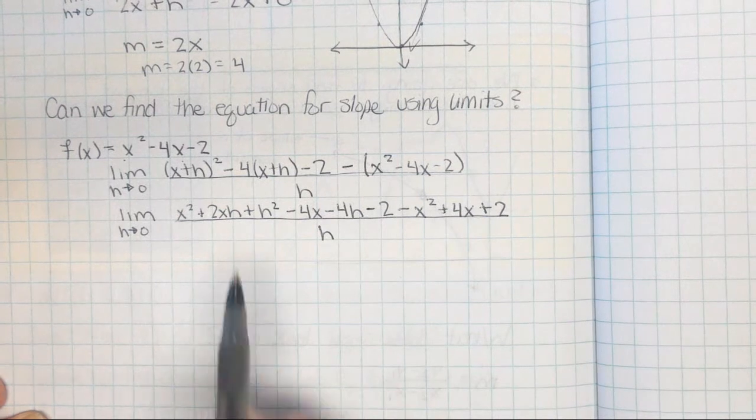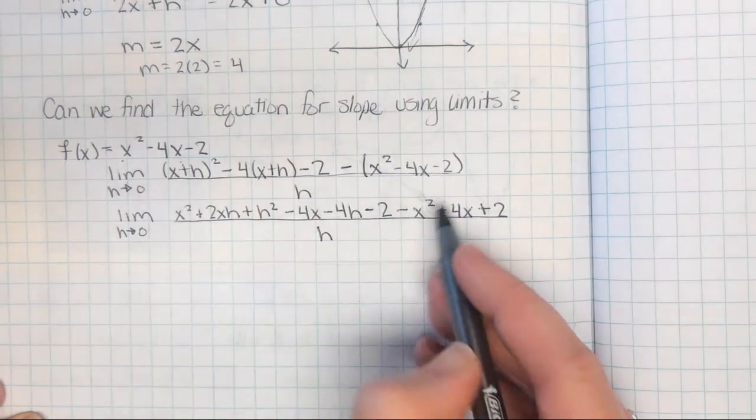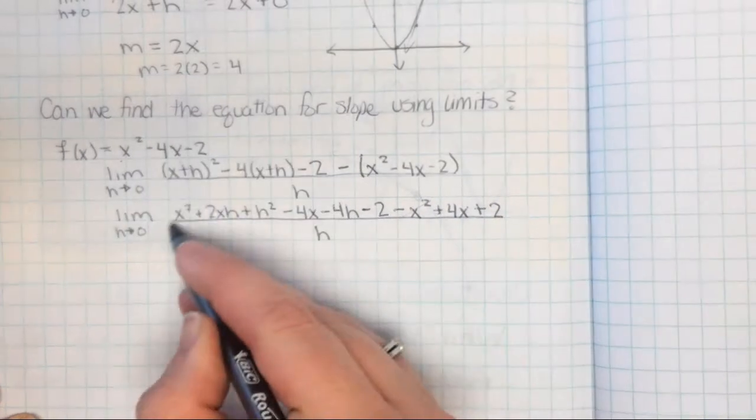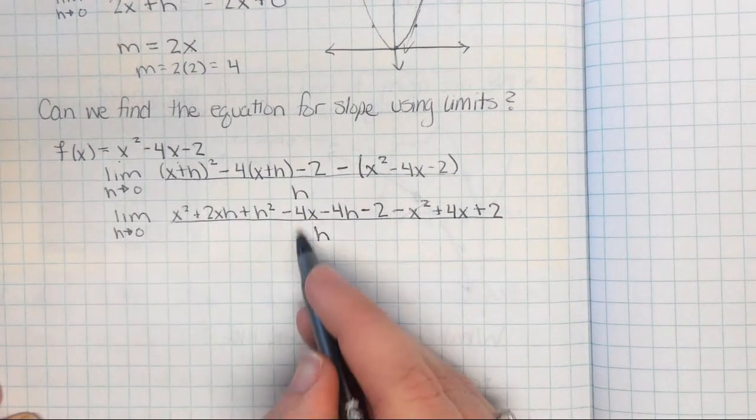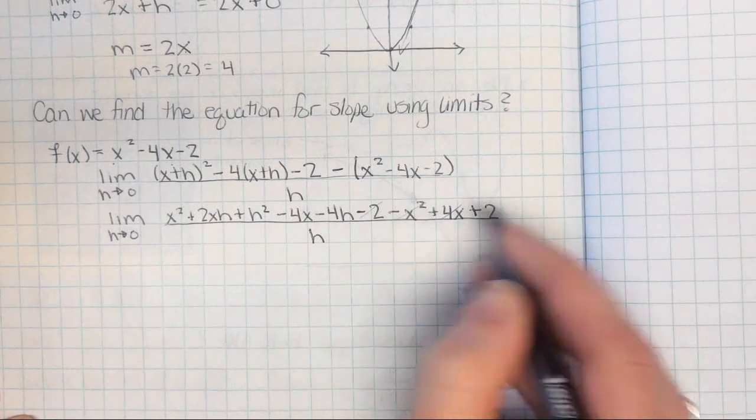Now, I am hoping some stuff cancels here because that looks like a pretty intense equation. And lo and behold, I have an x squared, I have a negative x squared, those will cancel. Here I also happen to have a negative 4x and a positive 4x, those are going to cancel, and I have a negative 2 and a positive 2.